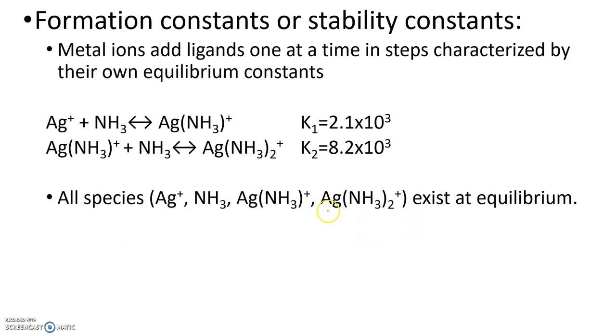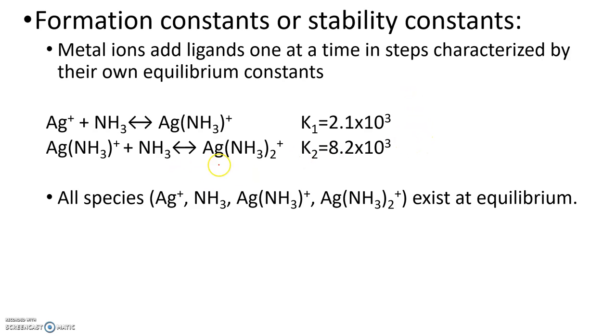Okay, here's some of the math behind how these complex ions form. The metal ions are added to the ligands one at a time in separate steps characterized by their own equilibrium constants. In the next couple of slides, I think there are three, I'm going to go through the calculations behind how these complex ions are formed. Again, it's really more of the same equilibrium math that you've already been exposed to, but I wanted to show you in the context of forming a complex ion.